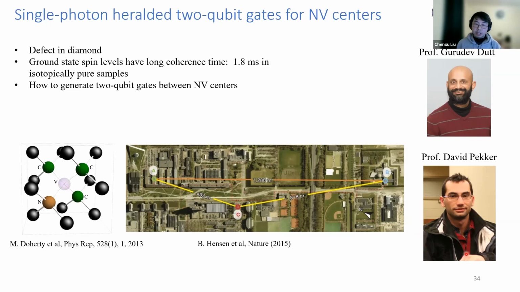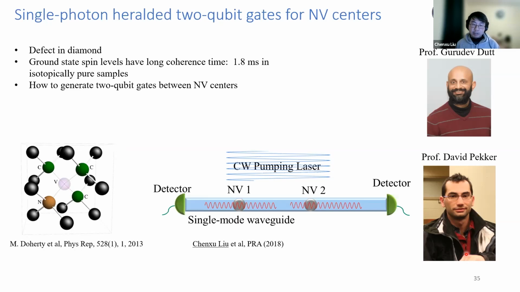Professor David Pekker, who is a theorist at the University of Pittsburgh. So at first we started designing the experiments and trying to find a way to get this Hadamard gate scheme. Then after our research, we proposed a way to use two NV centers embedded in a diamond waveguide and pumped by a CW pumping laser to drive these two NV centers.